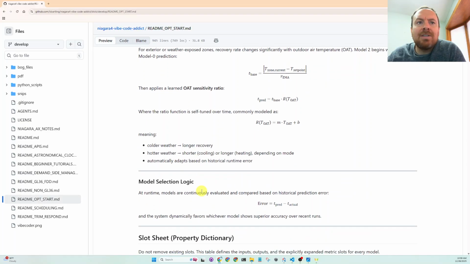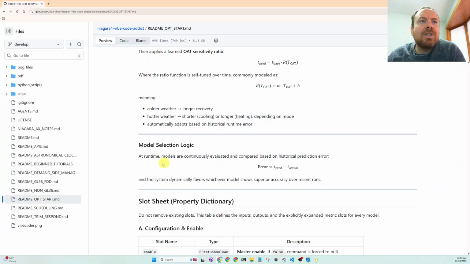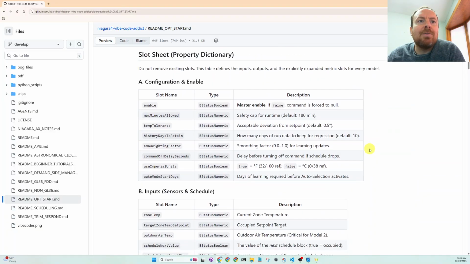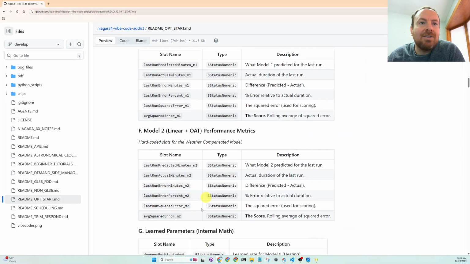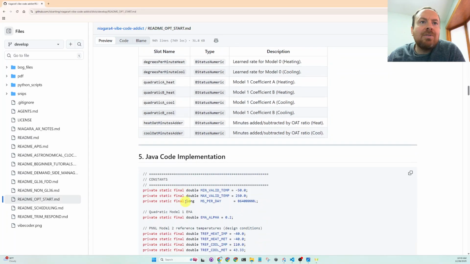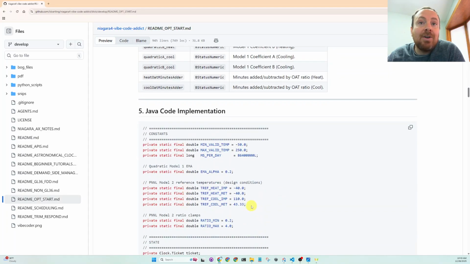I can't wait to see how this works. And then the model selection, this is our error, so that's what we talked about. Whichever model has the best average squared error is the winning model. So this is a little bit about the Niagara slots, or those parameters that I showed. And if you want to see the full Java code, it's also here in the README.